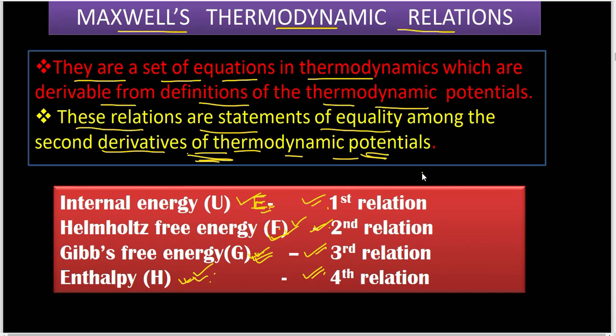So let's discuss one by one and derive one by one. They are very simple methods, very simple techniques. You can easily derive the equations. Remember the order: U, F, G, H. U for the first equation, F for the second equation, G for the third equation, and H for the fourth equation. Okay, next part.